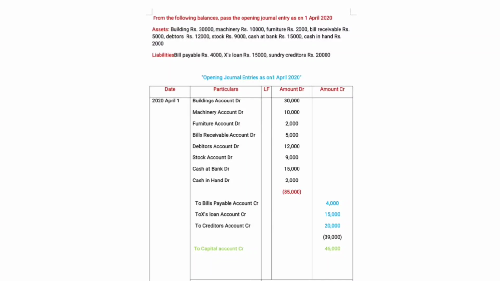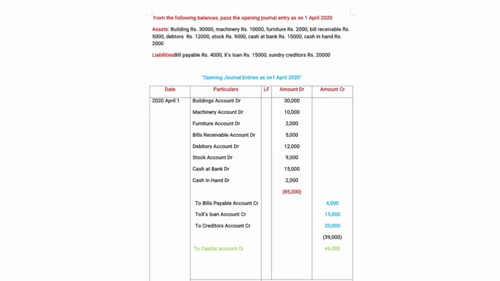It is shown on the debit side, related to the asset side. Capital is related to the liability side. Now we calculate in the proforma of journal entries given. The date given is 2020 April 1st. Building, machinery, furniture, bills receivable, debtors account, stock, cash at bank and cash in hand: here all items are recorded on the debit side. The total of these is equal to 85,000. Now coming to the credit side, it is bills payable account, to X loan account and creditors account. All together they are equal to 39,000.